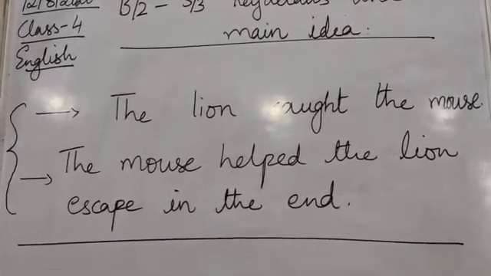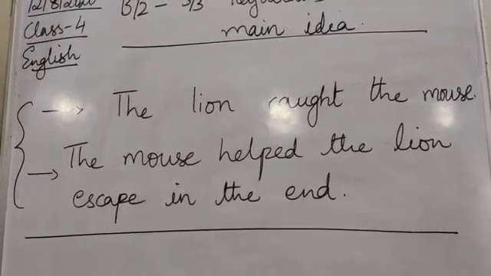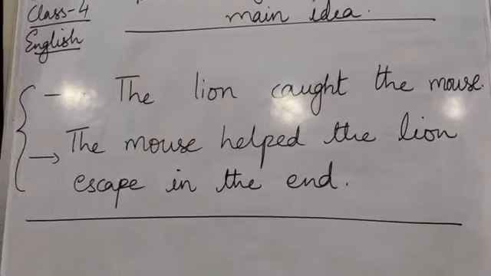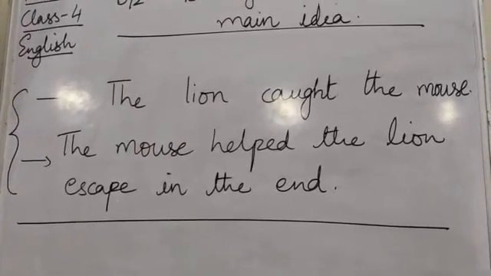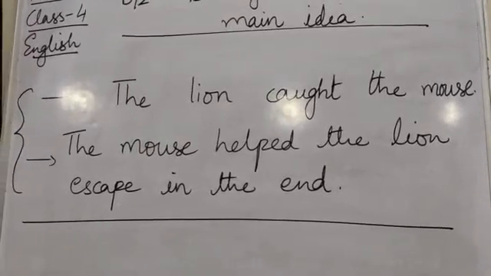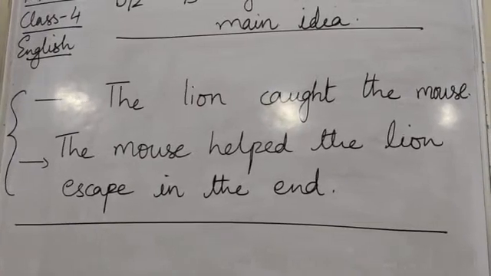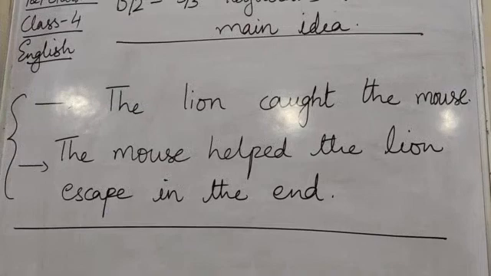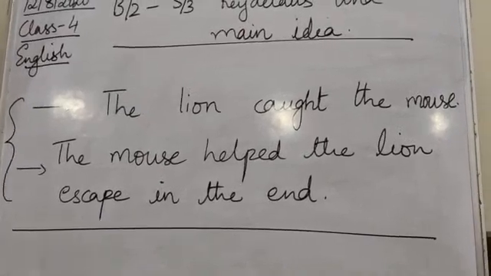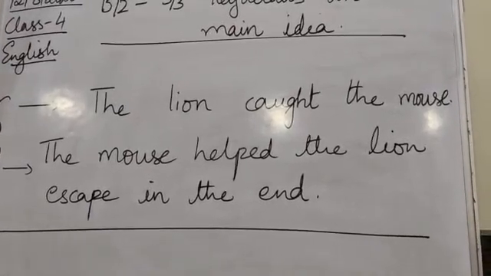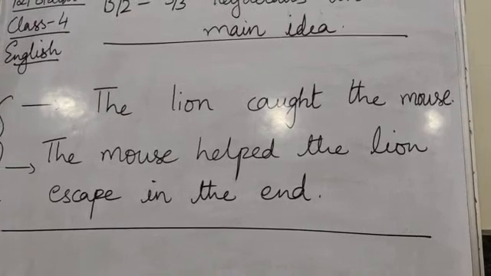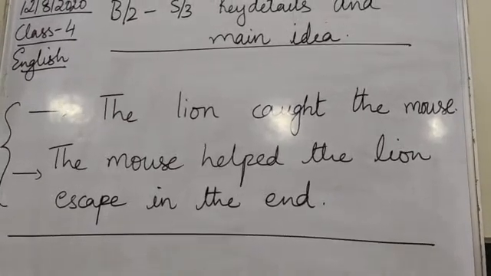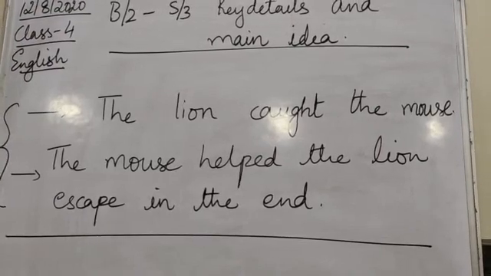Okay, now see the second sentence. The mouse helped the lion escape in the end. So here we came directly to the end. And what happened at the end? The mouse helped the lion. Oh. So that means, what might have happened? Maybe the lion was in some problem and then the mouse helped the lion.